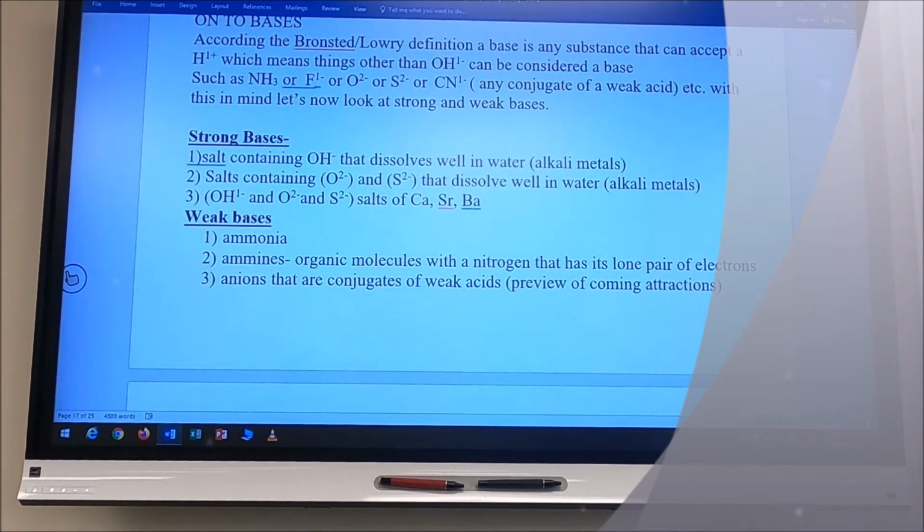It's very good at accepting a hydrogen ion, but it also means things like ammonia, with the nitrogen that has a lone pair of electrons, can act as a hydrogen ion acceptor, as can the fluoride ion, the oxide ion, the sulfide ion, the cyanide ion. Hint, these are all anions that are conjugates of weak acids. So now under the Bronsted-Lowry definition, we can expand out what we think of as a base, and we can talk about strong bases and weak bases.